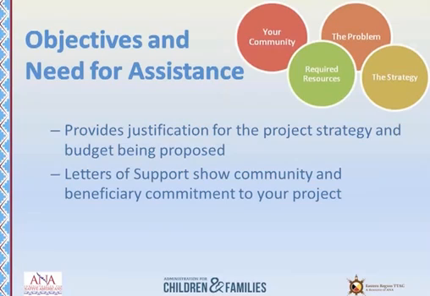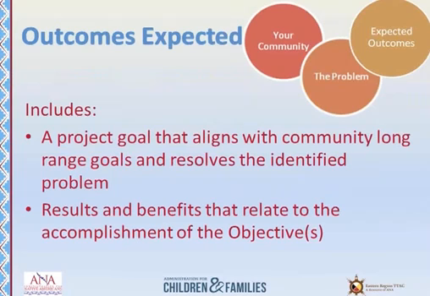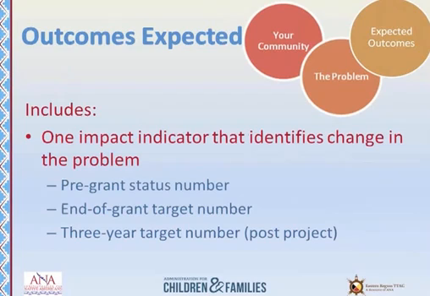So you've identified your objectives and your problem. Now you need to indicate what will be the result of accomplishing this project. In the Outcomes Expected part of your application, you're going to provide a project goal that aligns with the community long-range goals and resolves the identified problem, as well as results and benefits that relate to the accomplishment of the objectives. You're also going to include one impact indicator that identifies change in the problem.